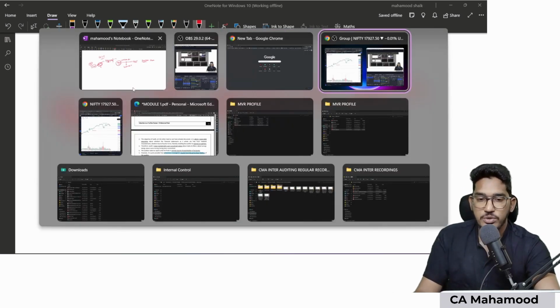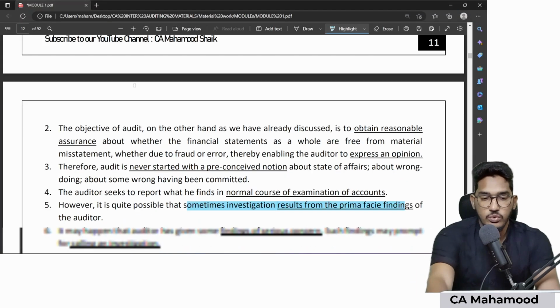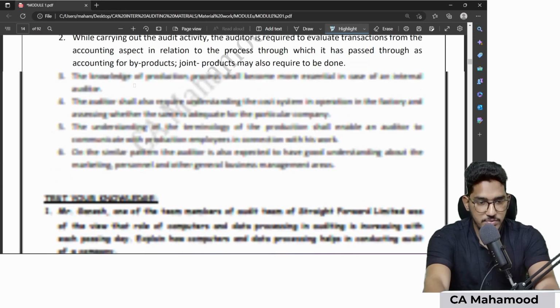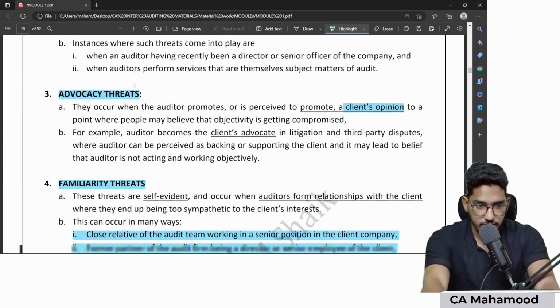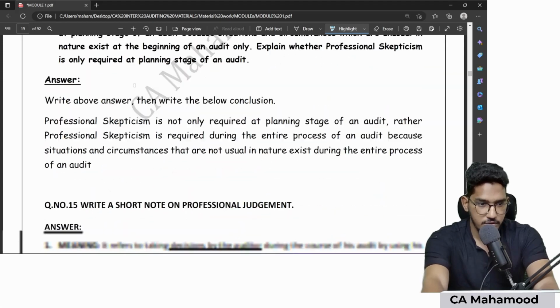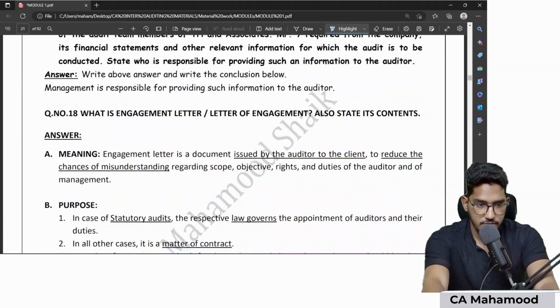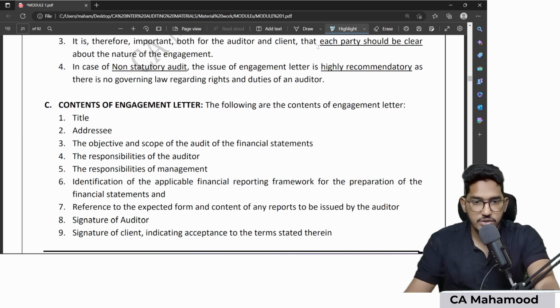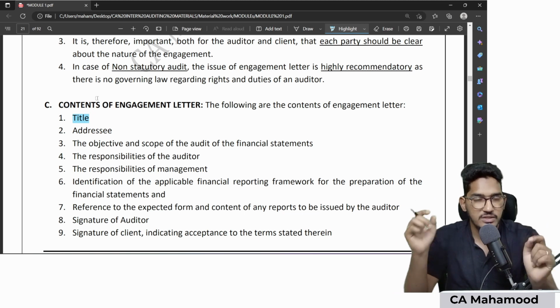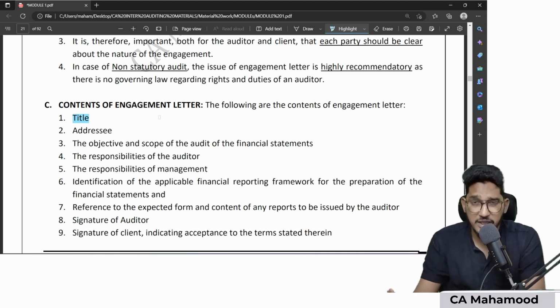And what contents should be there in the engagement letter? Let us have a look at it. What should be the contents of the engagement letter? As you could observe here, a title should be there, one appropriate heading, generally at the center of the page: engagement letter or letter of engagement. Addressee will be there, and the addressee will be the management of the client.